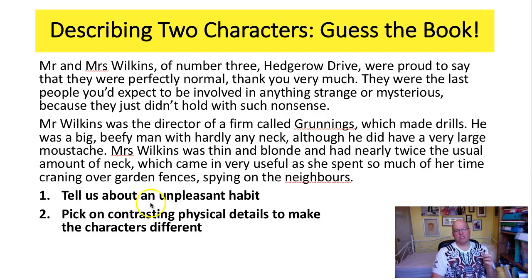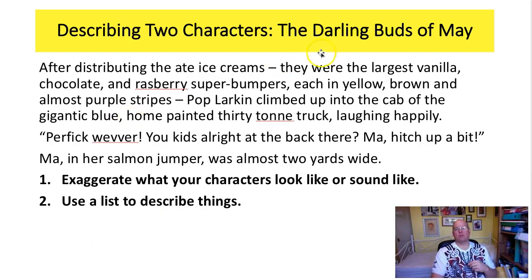And first you're going to learn how to tell us about an unpleasant habit that the character has, and then pick on contrasting physical details to make the characters different. That contrast is super important. And next we will go to The Darling Buds of May. Great book that people don't read very much anymore.